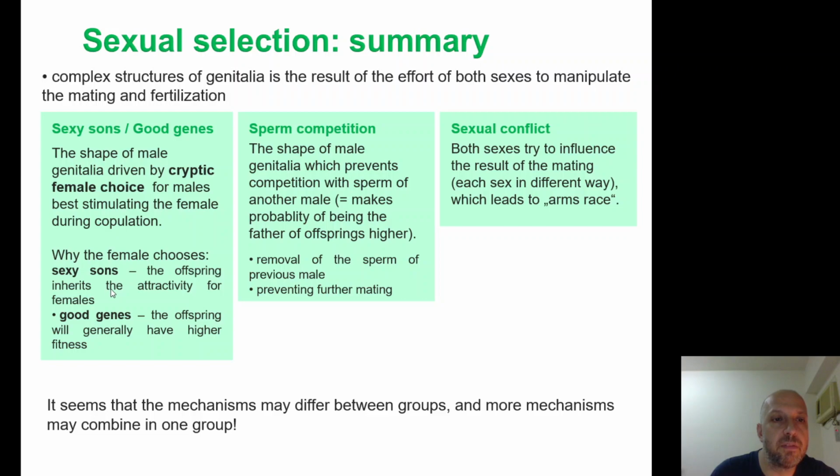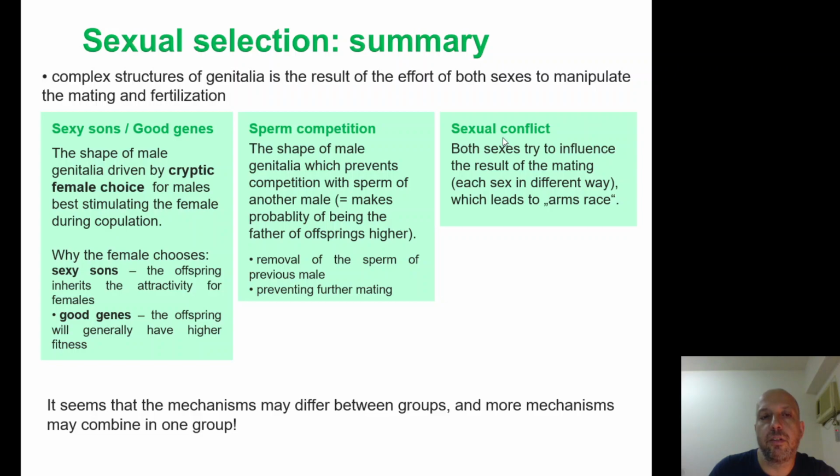So the offspring will inherit the attractiveness of the best selected male, or the good genes, right? If you select the really good male, you guess that he also has good genes for survival and other things. Another possibility is this sperm competition I told you about. This is about male to male competition over who is the father. And another thing can be the sexual conflict.